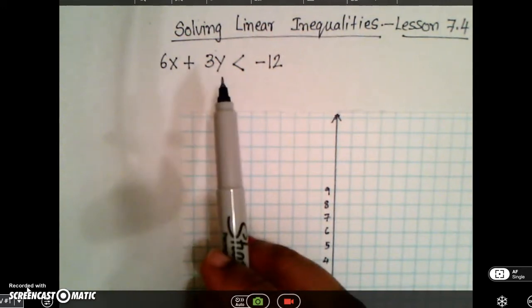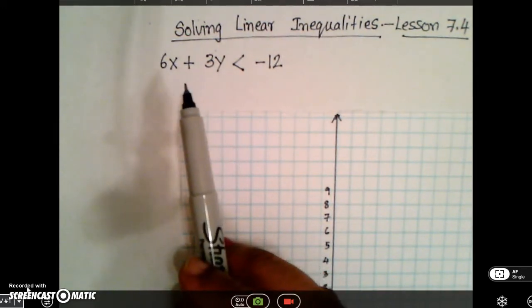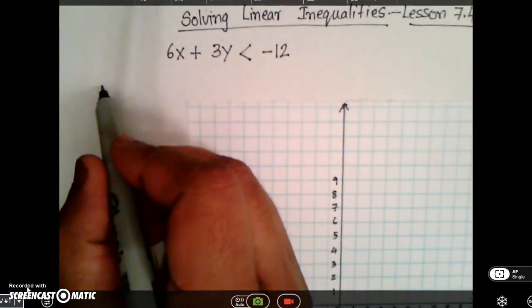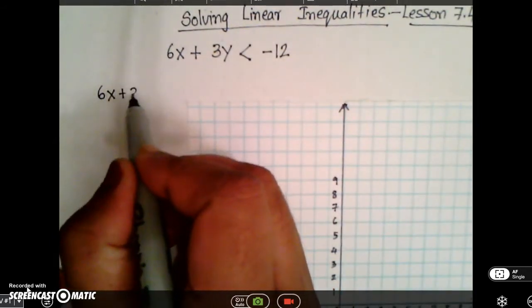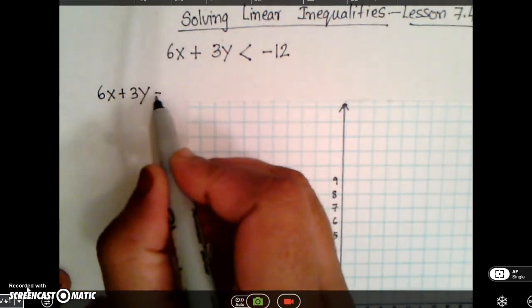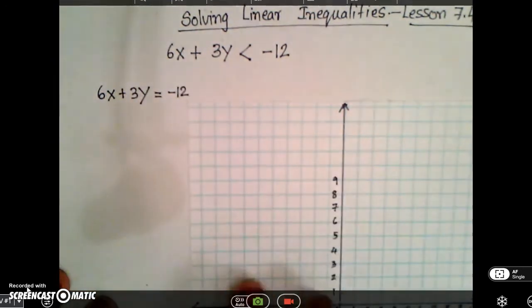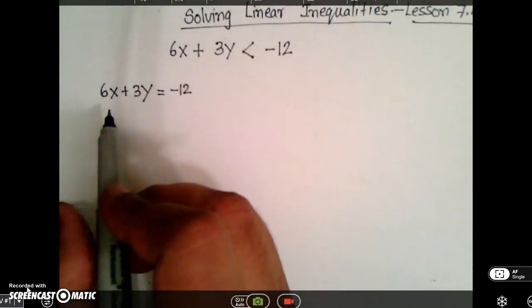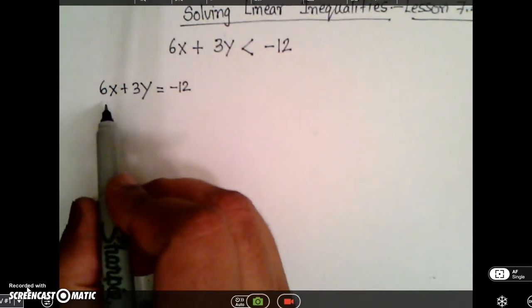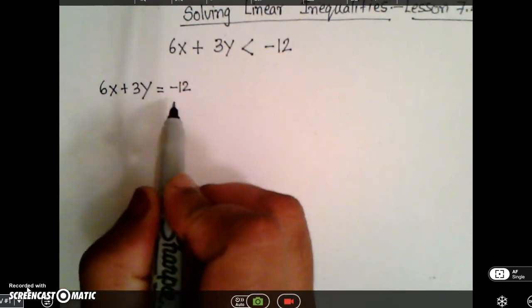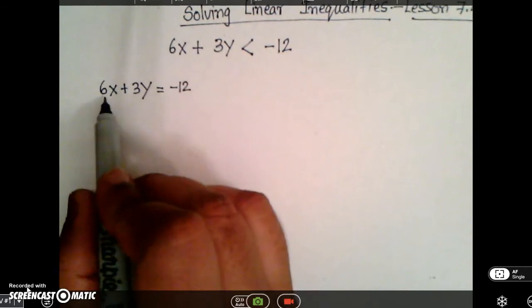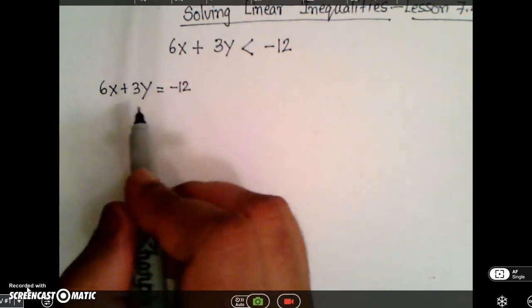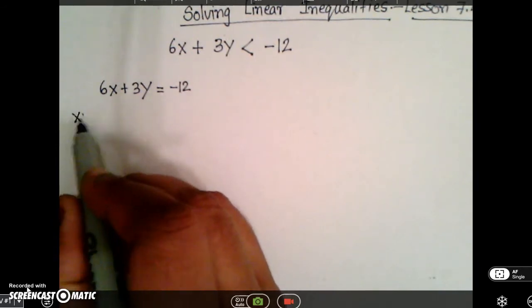To graph the linear inequality, first of all, I have to graph my boundary line. To get my boundary line, I'm going to temporarily change it to an equation: 6x plus 3y is equal to negative 12. I'm going to graph that line. So this is standard form. I can see that the coefficients evenly divide my constant number, so finding the x and y intercept is going to be easy for me.